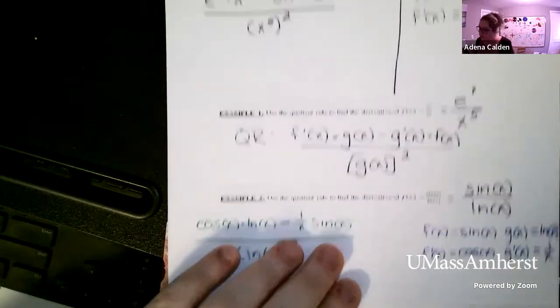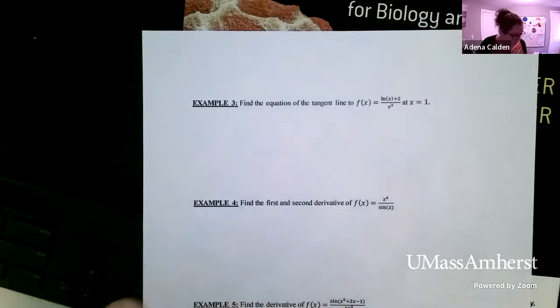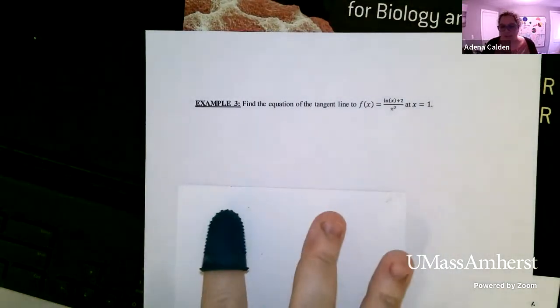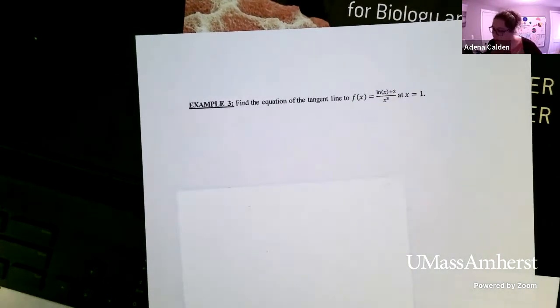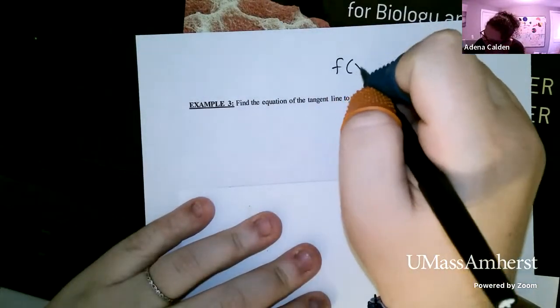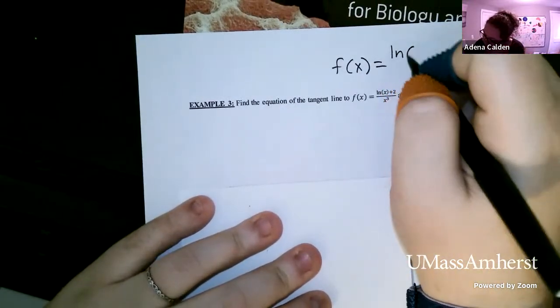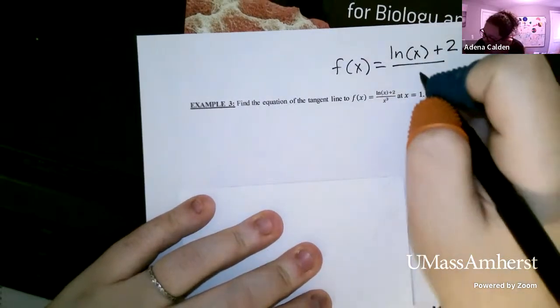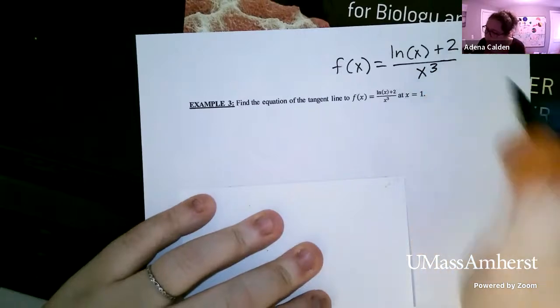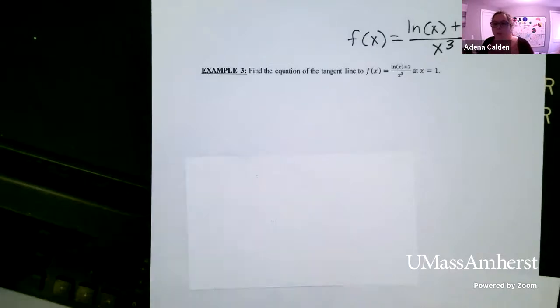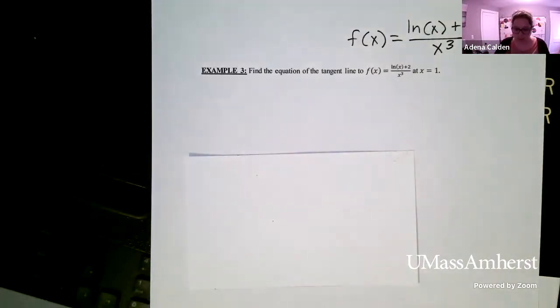Okay, so now that we've done a couple of those, you may have guessed we are going to do the equation of a tangent line problem here. So the function, I'll write it a little bit bigger, is ln x plus 2 over x cubed. So you can see that the function is a quotient here, okay? And we want to know what's happening at x equals 1.